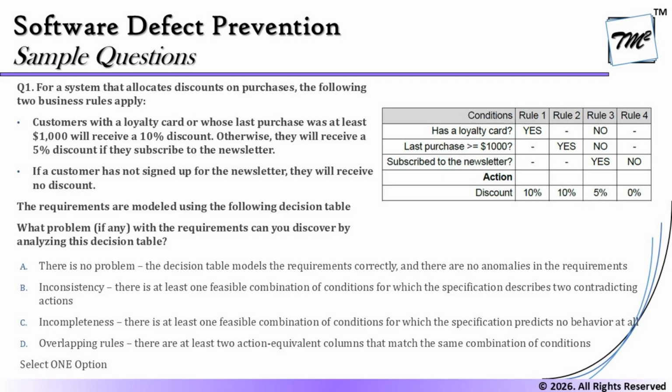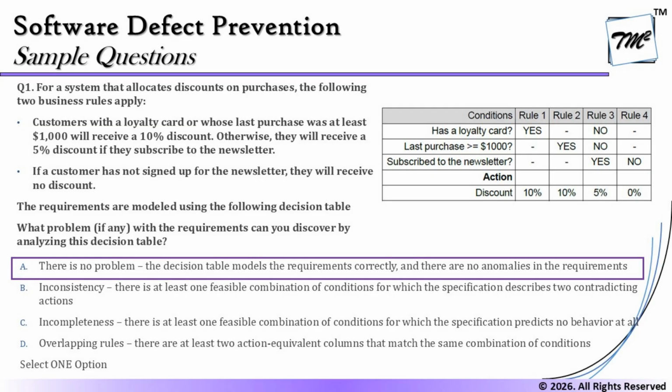Okay, and the last one is overlapping rules. There are at least 2 action equivalent columns that match the same combination of conditions, and that's incorrect. There are no such contradictions in the table. So with that, we can easily conclude with the right answer here as A, there is no problem. The decision table models the requirements correctly, and there are no anomalies in the requirements.